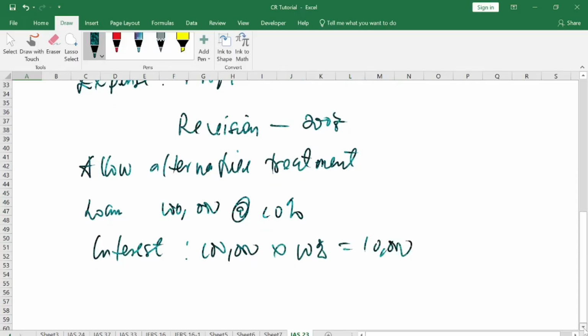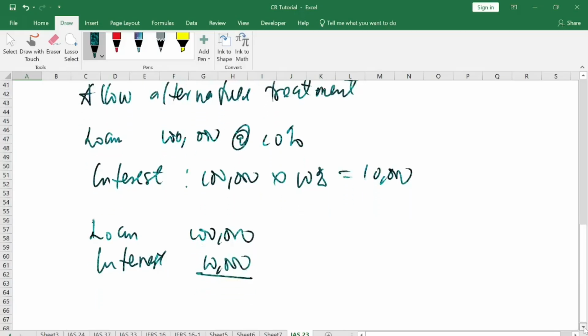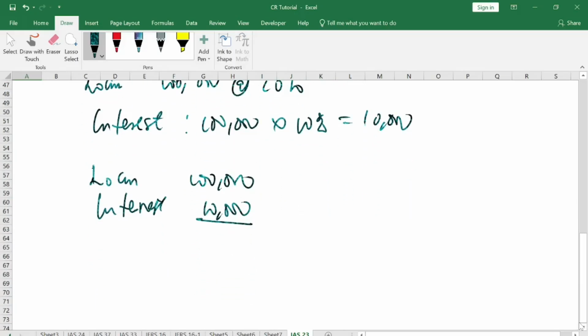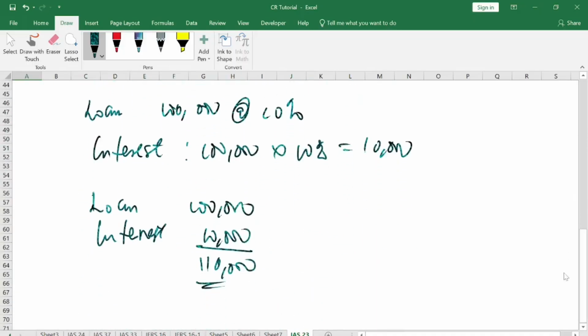Now this interest is capitalized to the loan acquired. So you have your loan, which is 100,000, then you add the interest, which is 10,000. In all, the total loan acquired for the building is 110,000. So this was a capitalization of interest to the loan. These are the treatments before and after the revision of the standard.